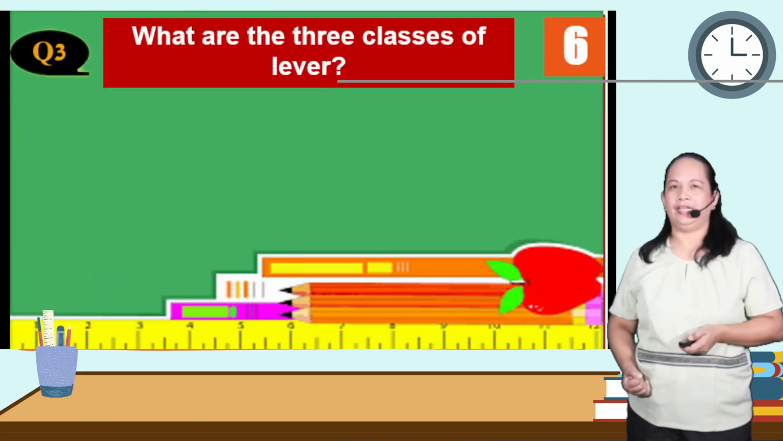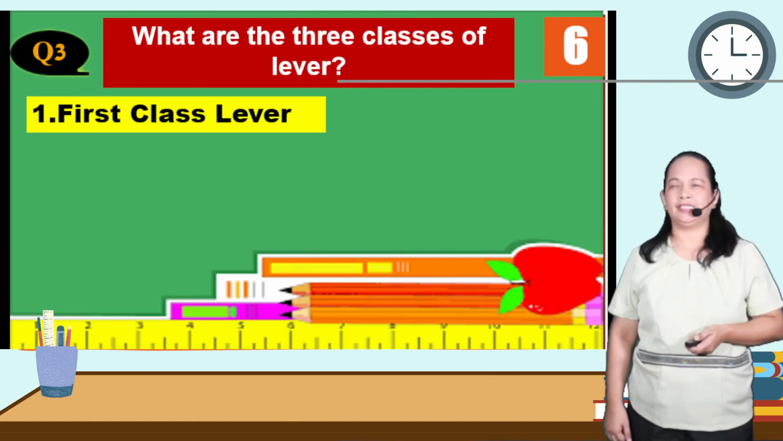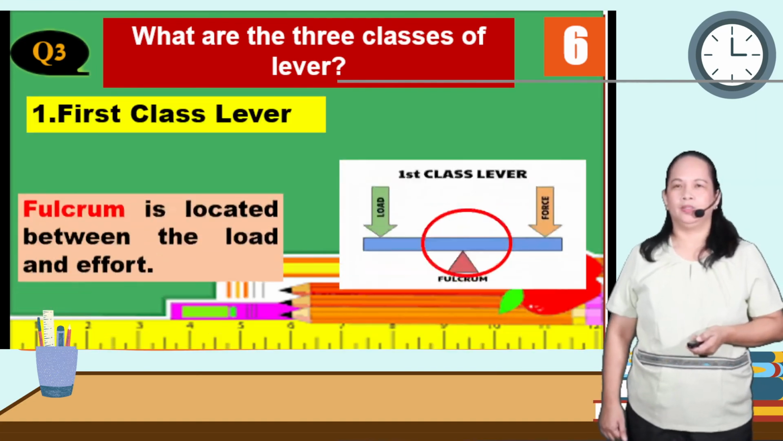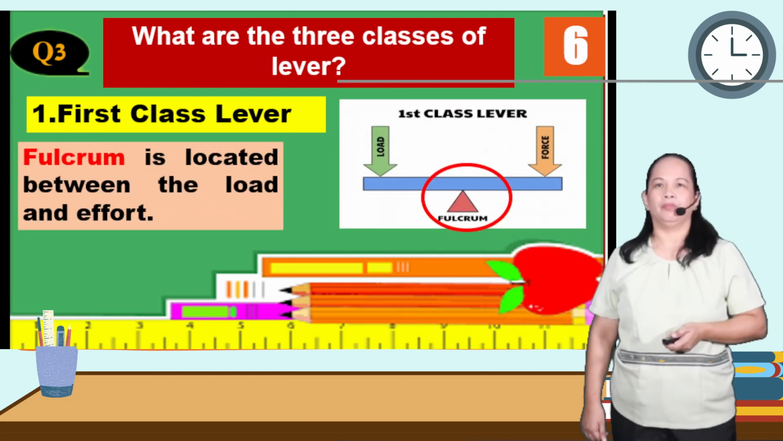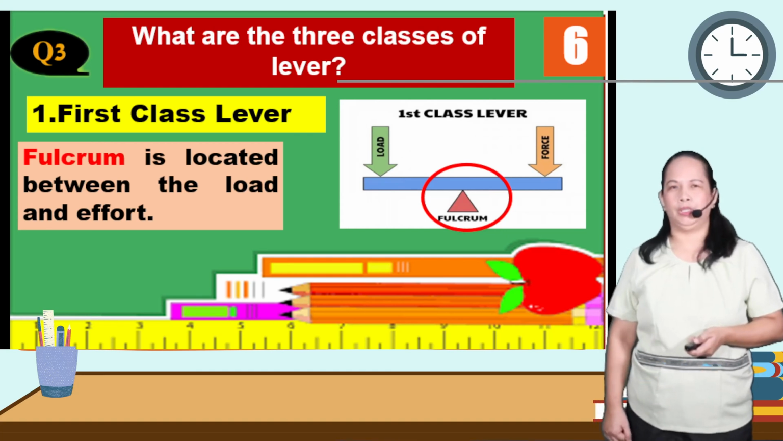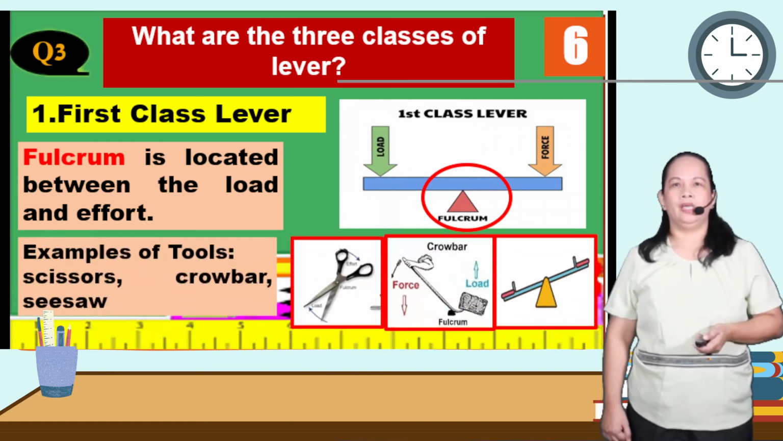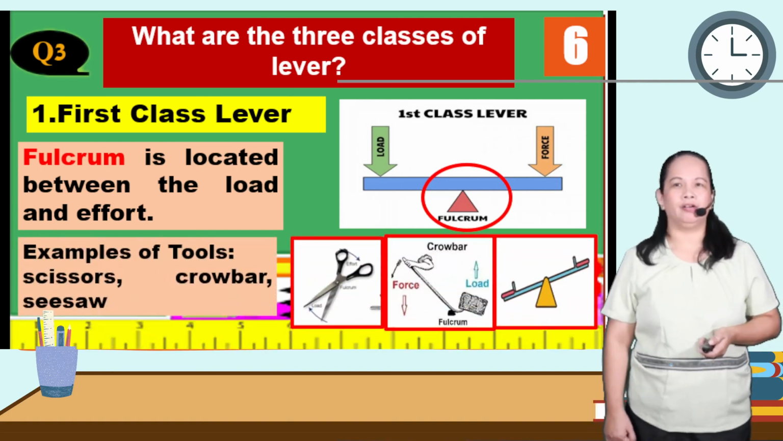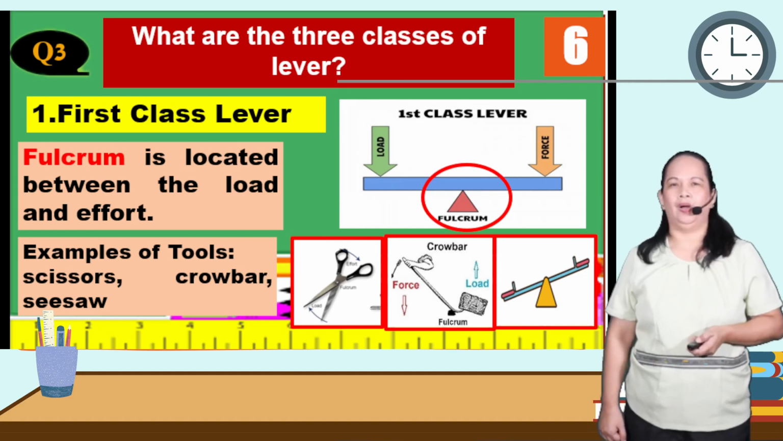What are the three classes of lever? Yes, we have the first class lever. When we say first class lever, the fulcrum is located between the load and effort. As you can see in the picture, the fulcrum is at the center. Examples of this are the scissors, the crowbar, and the seesaw.